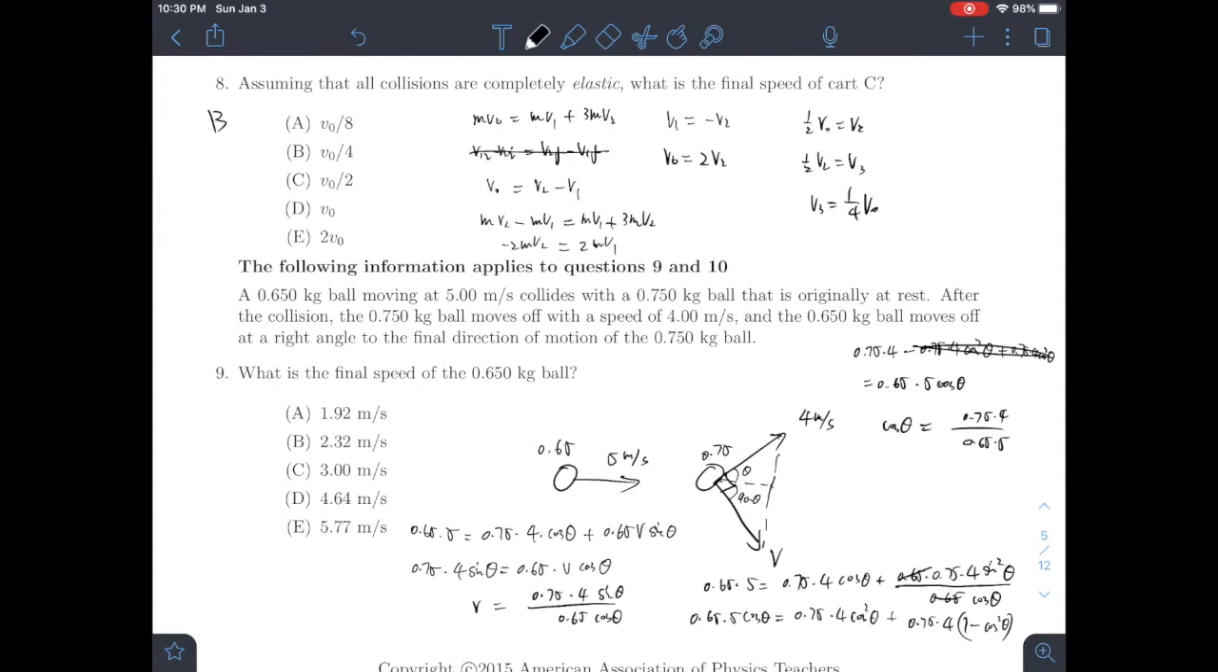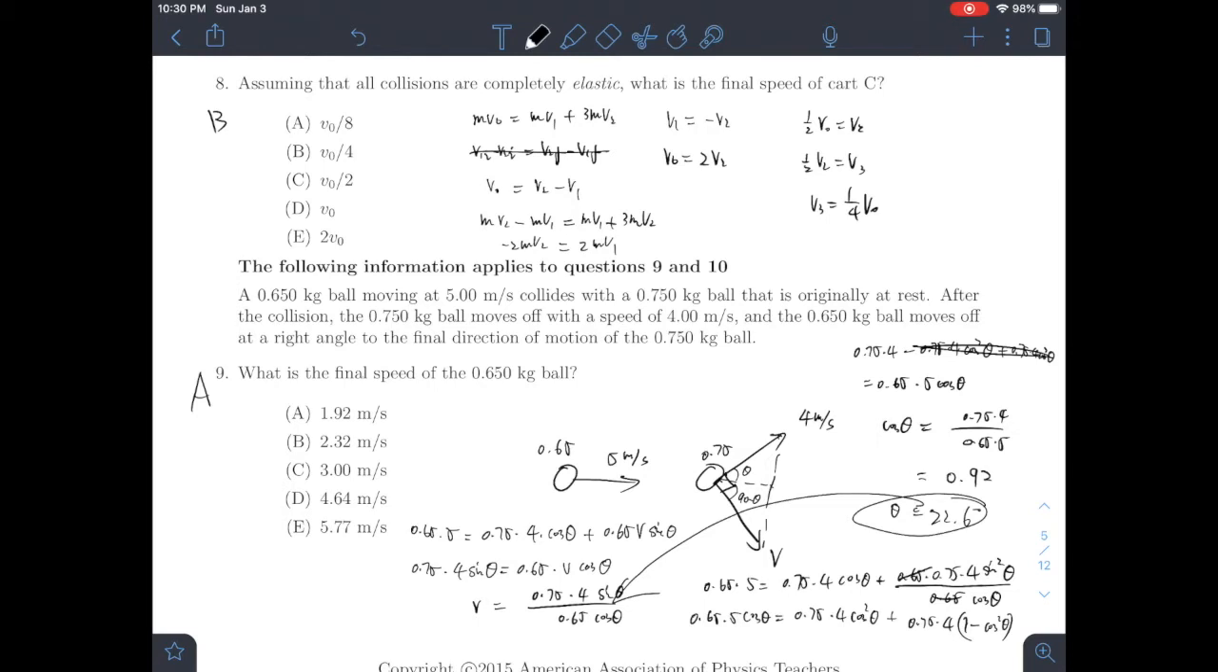So what is cosine theta equal to? This is equal to 0.92. Then what is theta equal to? We plug in the arc cosine function. We have theta is equal to 22.6 degrees. Then we plug this back into the v function. We have 0.75 times 4 over 0.65 times tangent of 22.6 degrees. What is that equal to? Plug into a calculator. We get 1.92.